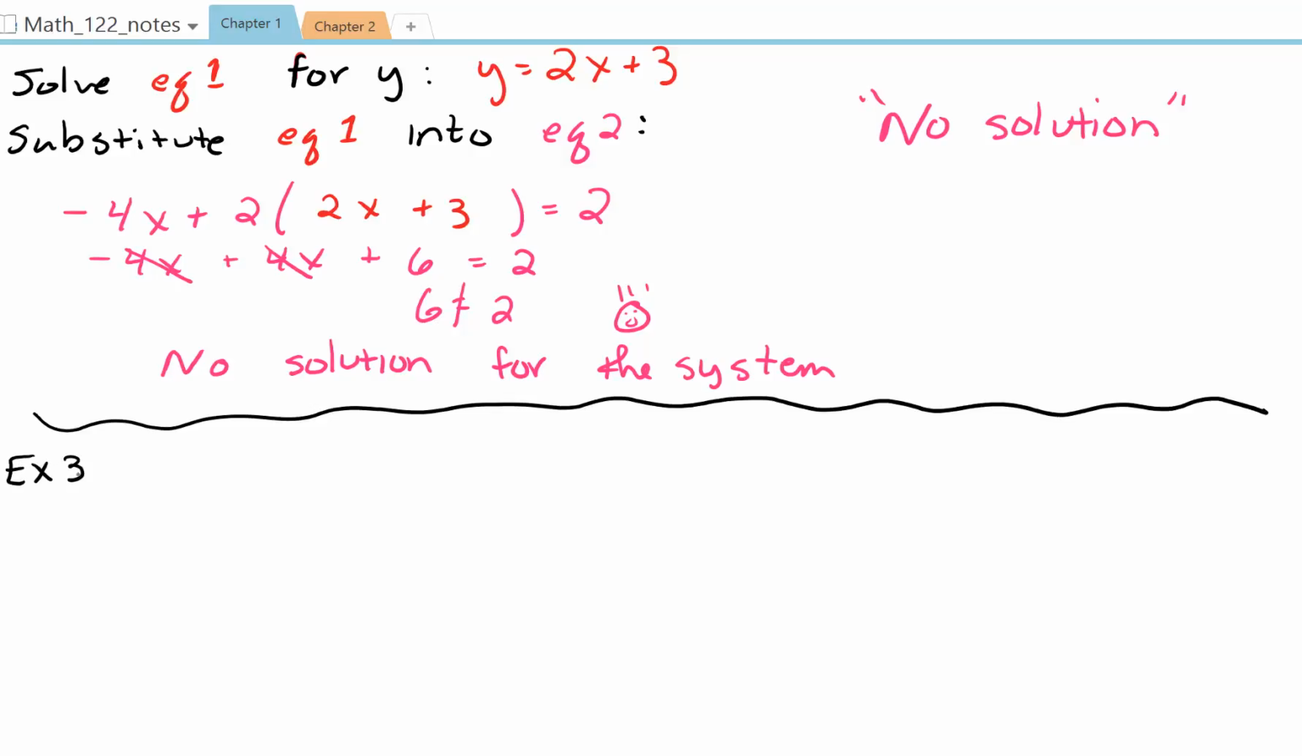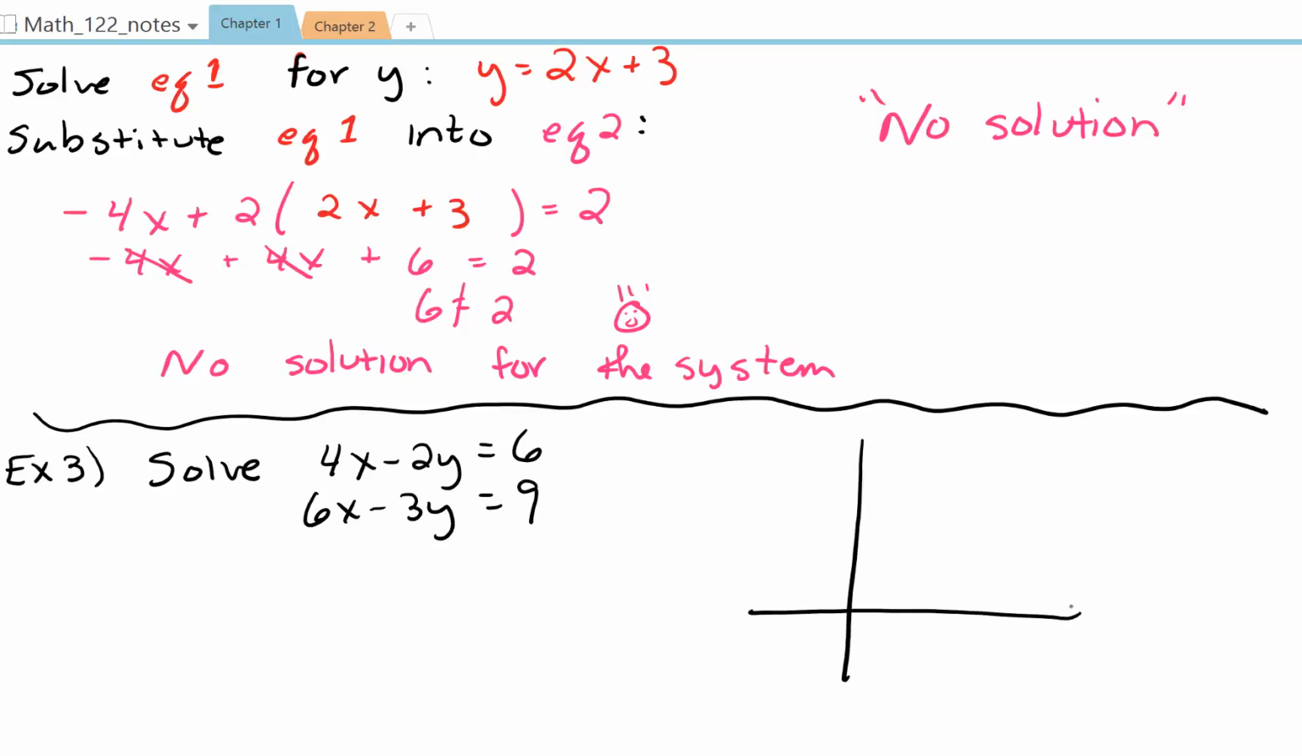So let's look at example 3. In example 3, let's solve the system given by 4x minus 2y equals 6 and 6x minus 3y equals 9. Okay, again, let's plot these up. Take a look at what we think might happen, and then we'll verify it algebraically.